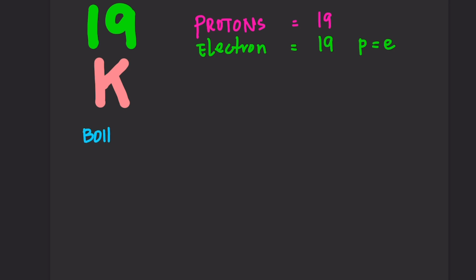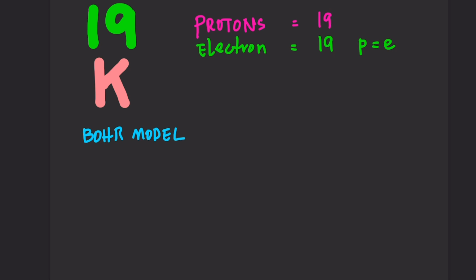First of all, knowing that potassium's atomic number is 19, I know that it has 19 protons. Okay, because the atomic number is the number of protons. What else? I know that it will have 19 electrons because we know that the number of protons equals the number of electrons. What else can I get from this? I can draw the Bohr model.